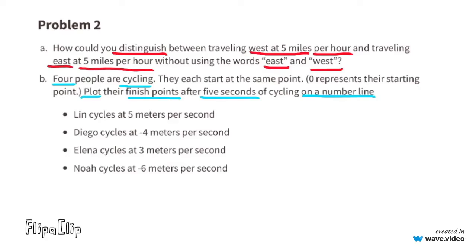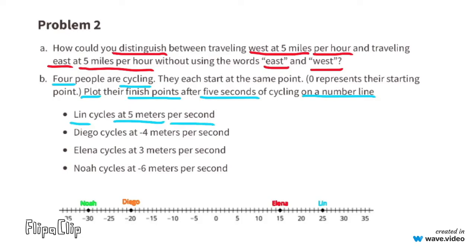B. 4 people are cycling. They each start at the same point. 0 represents their starting point. Plot their finish points after 5 seconds of cycling on a number line. Lynn cycles at 5 meters per second. So if Lynn travels at 5 meters per second, that's 5 meters times 5 seconds, Lynn would travel 25 meters. See the number line below, I have Lynn plotted at 25 to the right of 0.